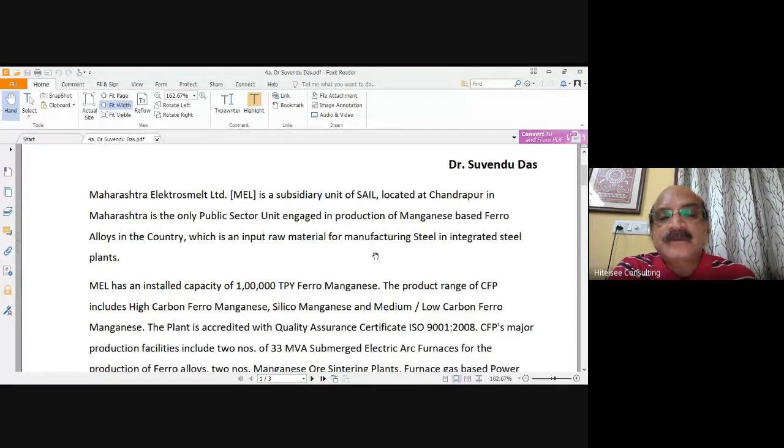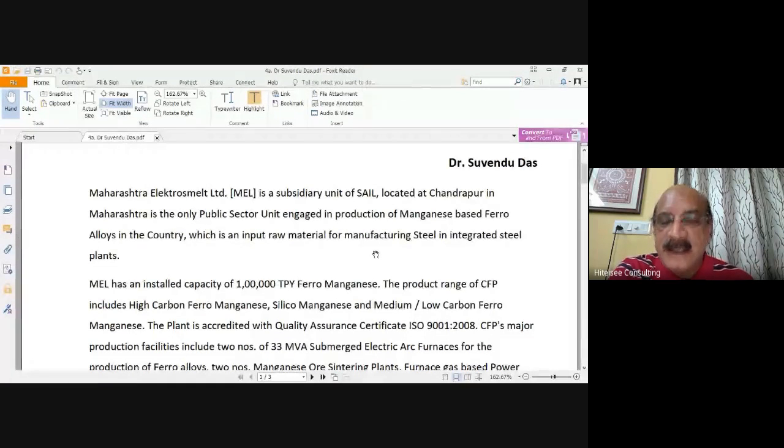MEL, you know, is a subsidiary of SAIL, which is in the business of producing manganese-based ferroalloys, an input material for making steel in the integrated steel plants. It has a capacity of 1 lakh tons per year of ferromanganese, and there are various other products.